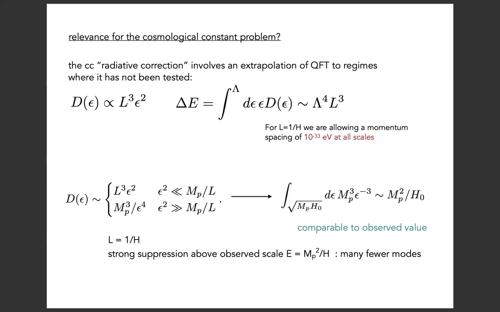So we can take the depleted density of states and stick it into the very naive computation of the one loop vacuum energy. If we use the ordinary density of states, of course, there's the usual quartic divergence. But this is a counting that allows for modes of momentum spacing 10 to the minus 33 electron volts at all scales. Certainly, we have not tested that in any experiment. And if instead we use this depletion, then you get something which is comparable to the observed value. Here I'm reporting the total energy in a horizon volume. So the strong suppression above the observed scale means you have many fewer modes contributing their half h bar omega, and you get something which is compatible with the observed value.